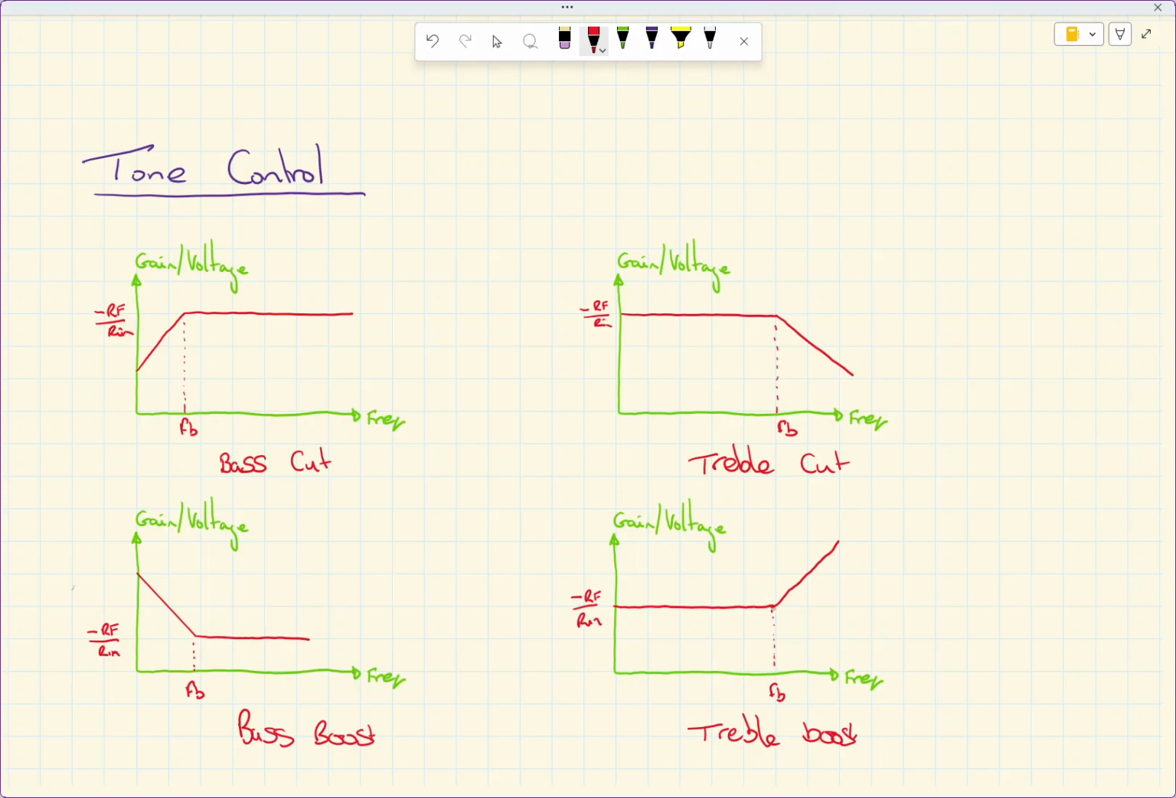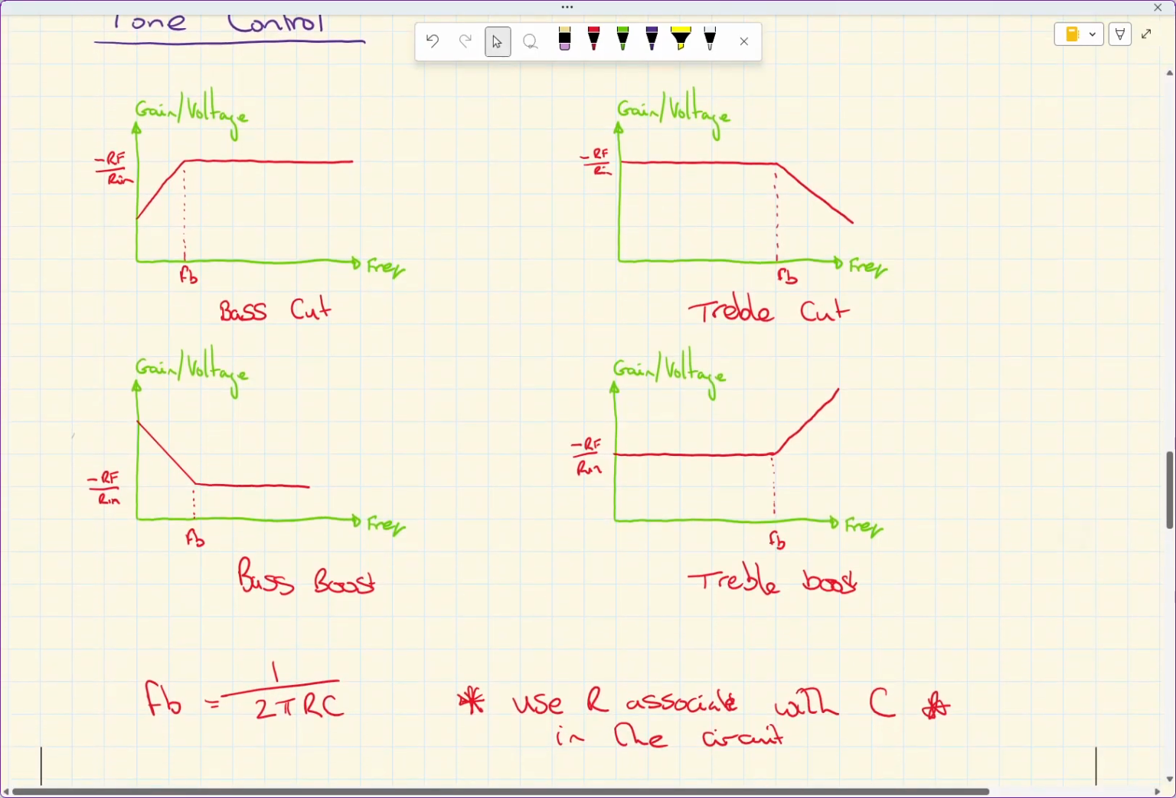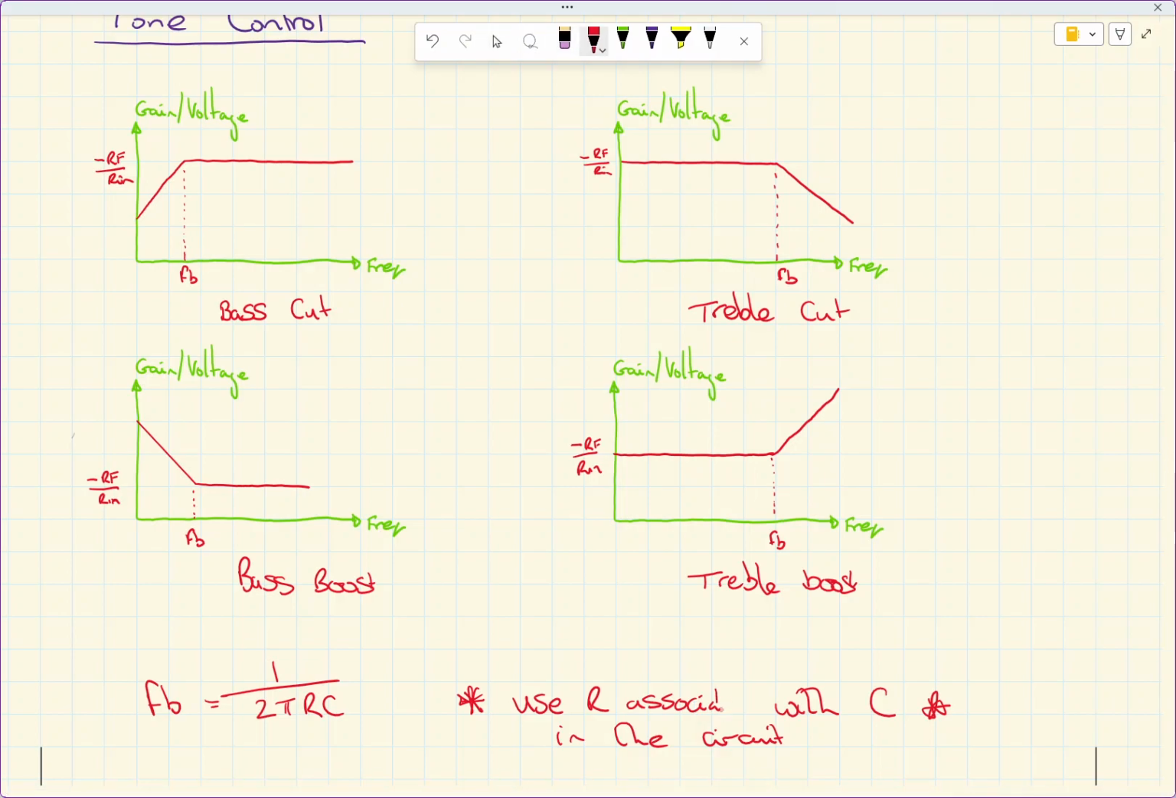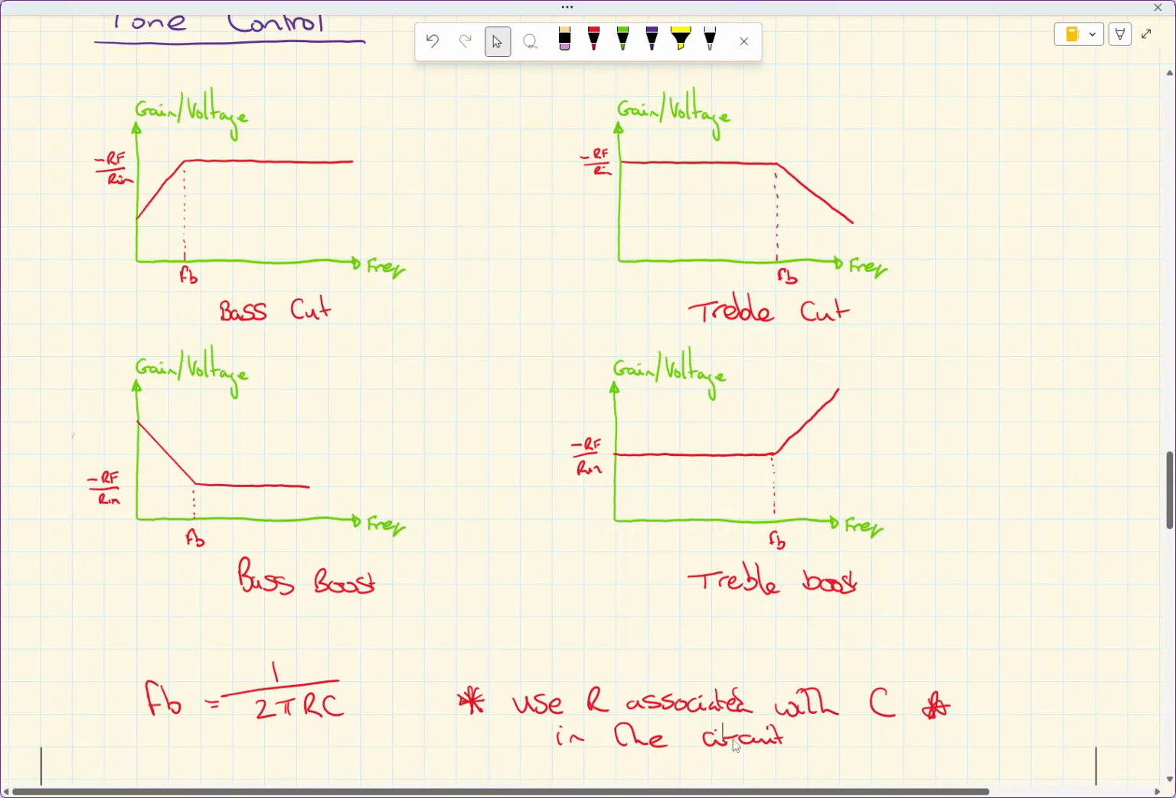Okay, now a lot of the work that we're going to be doing is around the break frequency. So let's just have a little reminder about the break frequency. So that's our formula for our break frequency. FB is equal to 1 over 2 pi RC. Now we're going to use the resistor associated with C. So when we look at the circuits, we're going to use the resistor that is associated with the capacitor, and obviously that will become a whole lot clearer as we see some circuits.